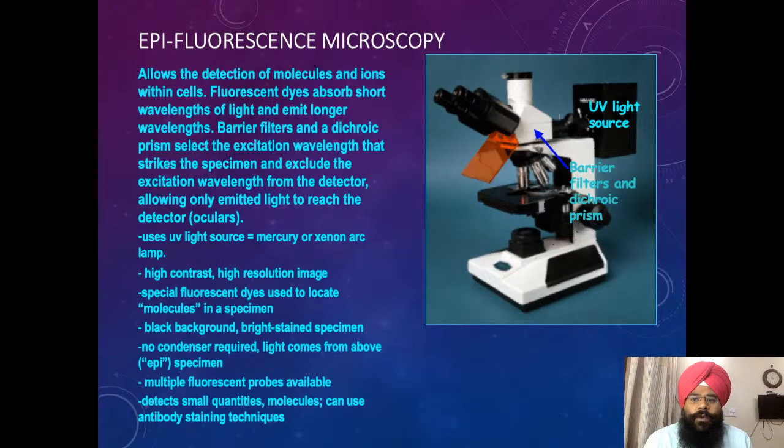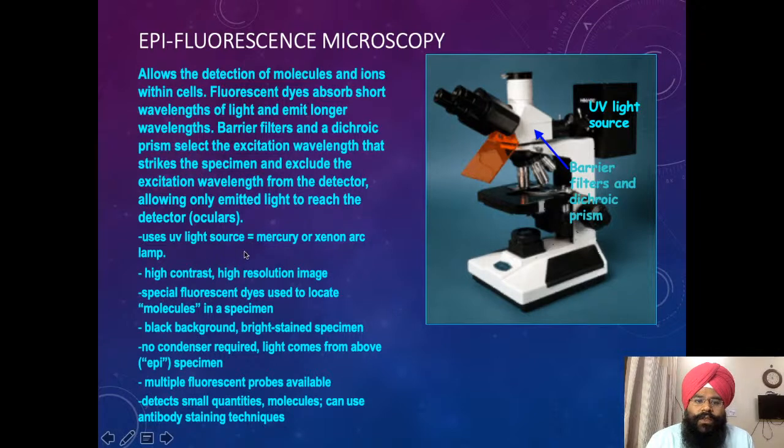Then comes the epifluorescence microscope, which allows the detection of molecules and ions within cells, such as sodium, calcium, potassium, phosphorus, and kinases. Fluorescent dyes absorb short wavelength light and emit longer wavelength light. Barrier filters and a dichroic prism select the excitation wavelength that strikes the specimen and exclude the excitation wavelength from the detector, allowing only emitted light to reach the detector.